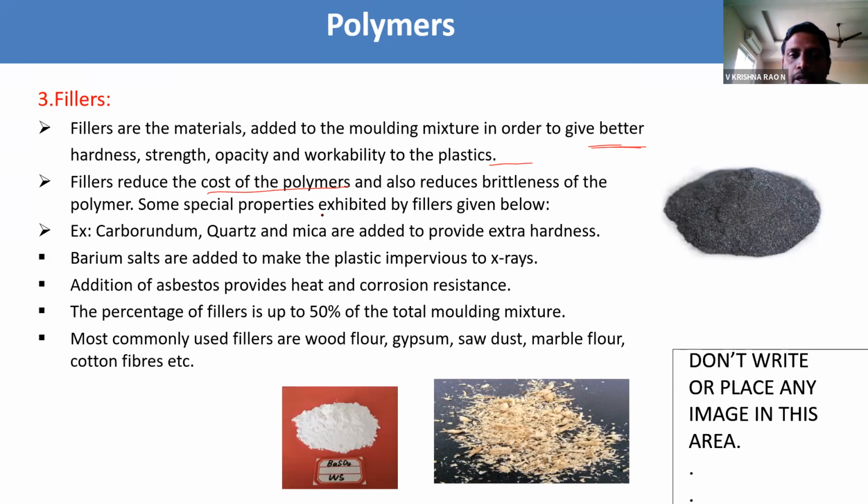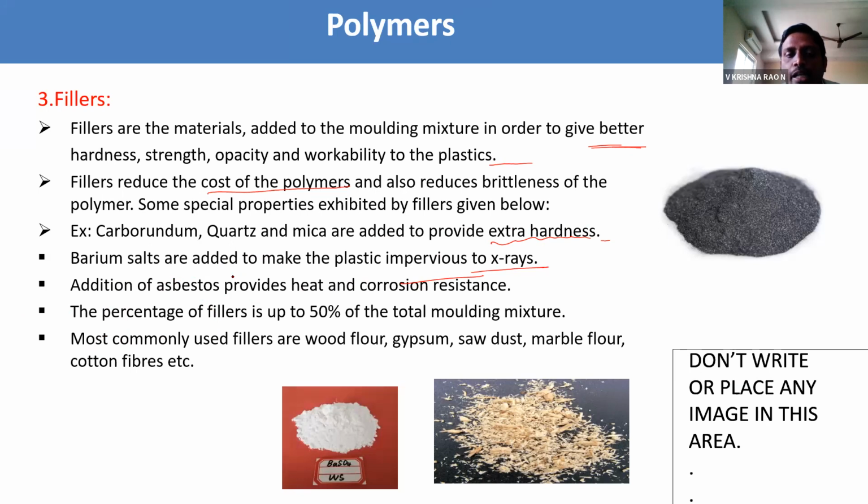Some special properties exhibited by fillers are given below. Carborundum, wazat, and mica are added as fillers to give extra hardness to the resin, and barium salts are added to make the plastic impervious to X-rays, and addition of asbestos provides heat and corrosion resistance as a chemical.